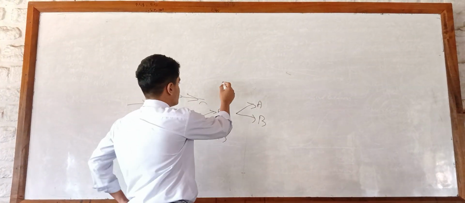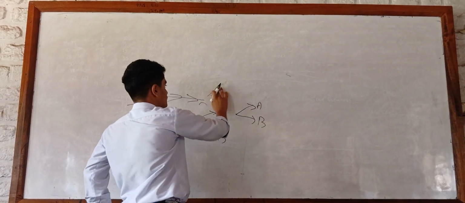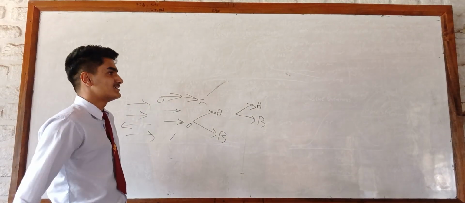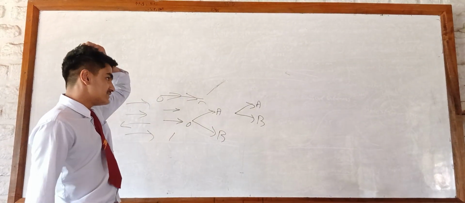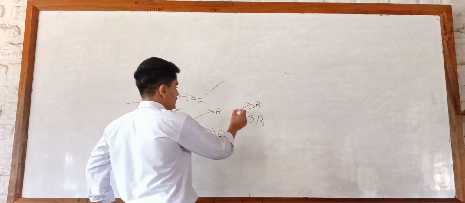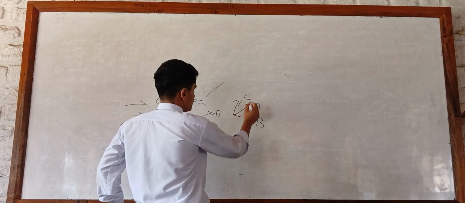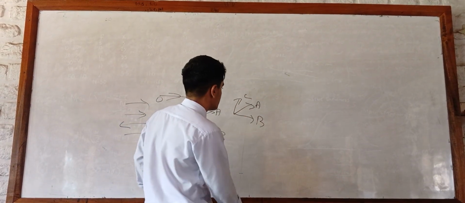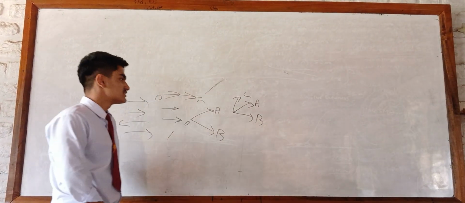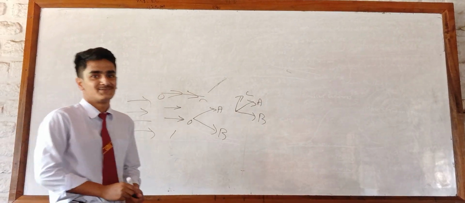So one property of coplanar vectors is that if there are three coplanar vectors, then one vector can be expressed as a linear combination of the other two vectors. So thank you.